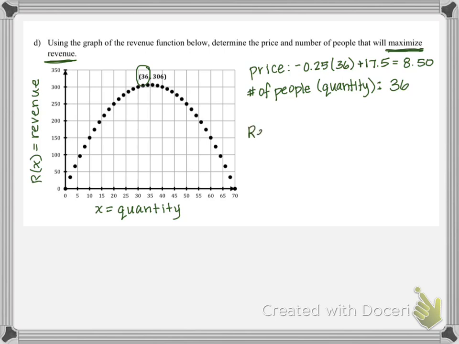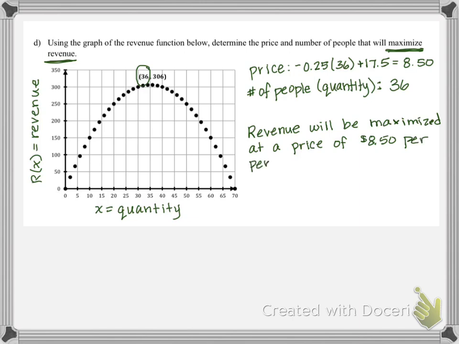So revenue will be maximized at a price of $8.50 per person for a group of 36 people. And we're done.